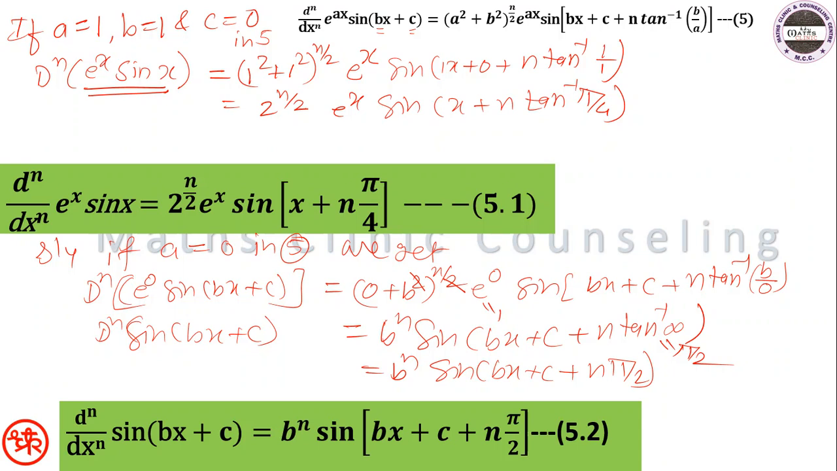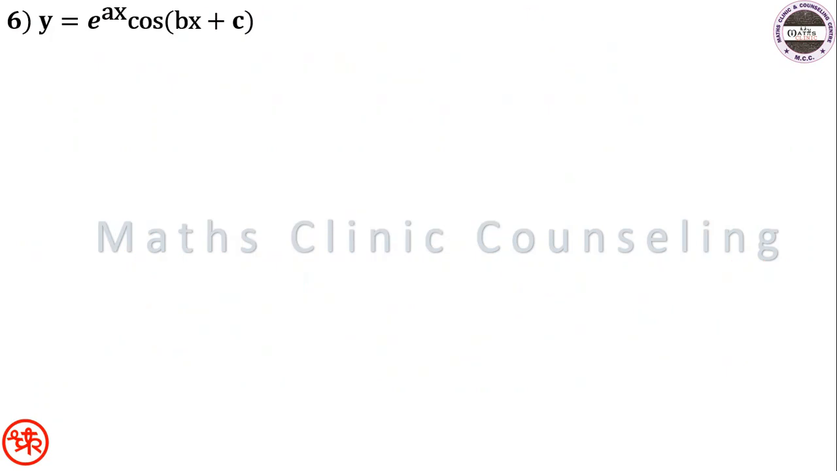d^n of sin bx plus c is equal to b to the power n sin of bx plus c plus n pi by 2. Is that clear? So similarly here also there is a parallel, symmetric result. Is that clear? So here you see why. Now we find out e to the power ax, and in place of sin, it is cos.